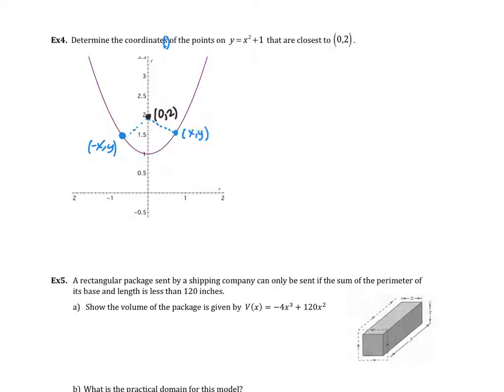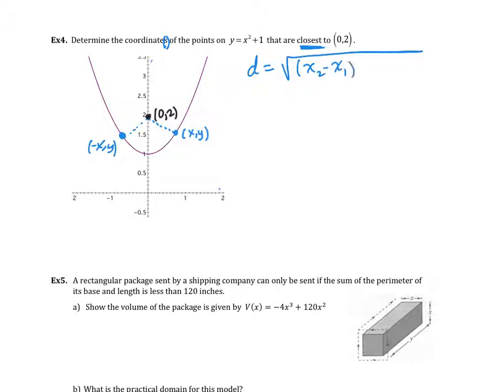Now, if we're trying to find the closest distance, well, I've said that word a few times, you need to think distance formula. What is the distance formula? Well, that's the square root. It's just the Pythagorean theorem over again.